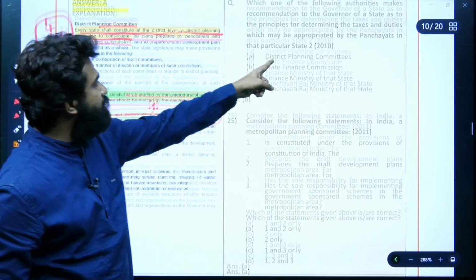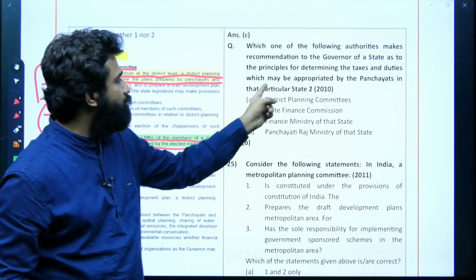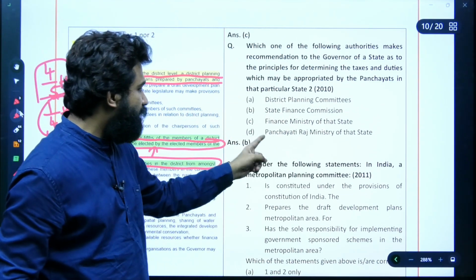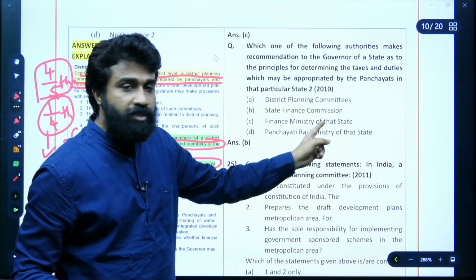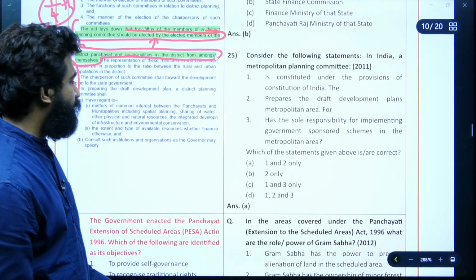And second thing, this is about the district planning committee, various questions associated with the district planning committee and the state finance commission, and also panchayat raj institutions, other institutions.